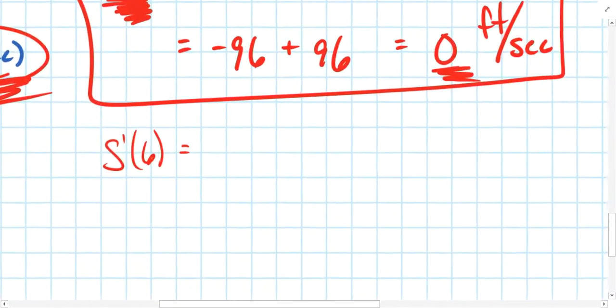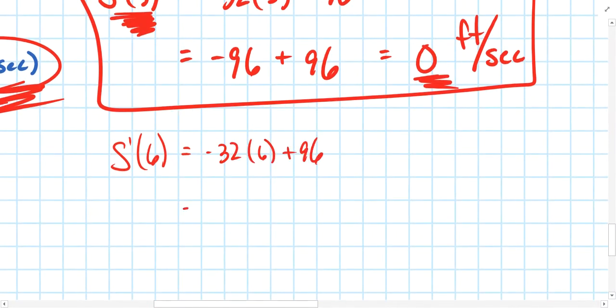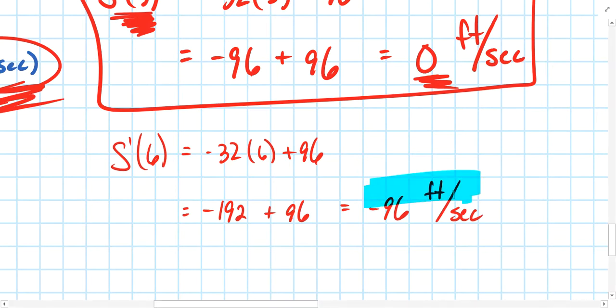Well, let's find out. We've got a rule that we can use. Negative 32 times 6 plus 96. Well, that would be negative 192 plus 96, and that adds up to be negative 96. And remember, our unit of measure, the combination of the y and the x-axis unit, is feet per second. So what do you think? Is it moving fast enough?